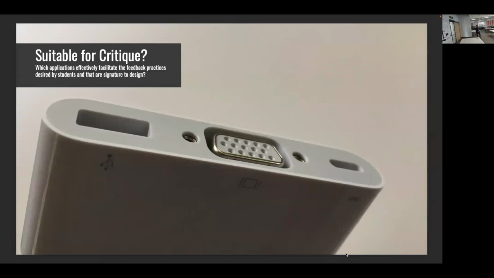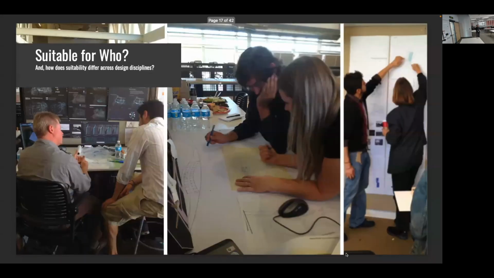And so I started a new study, just a continuation, really. It's like the same journey. But looking at, well, what makes a program, what makes an app suitable for critique, right? Which applications effectively facilitate the feedback practices that students say they want, but also that are signature to design practice, right? Because there is a lot of research on what makes signature feedback practices per discipline, right? And everybody's discipline has something out there about that. So for design, it's really specific.